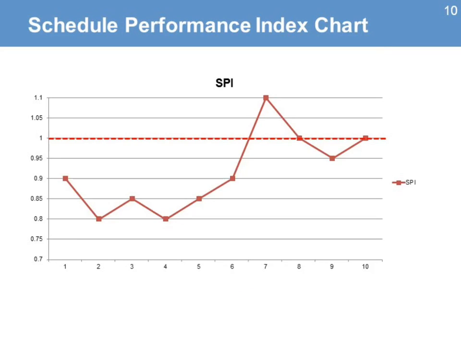The Schedule Performance Index is a measure that can be taken at various intervals during the life of the project. Here we see a chart with various points that show the SPI values of the project from our example. Any value below 1 means that the project is behind schedule, late. Values above 1 mean the project is ahead of the schedule or on time.